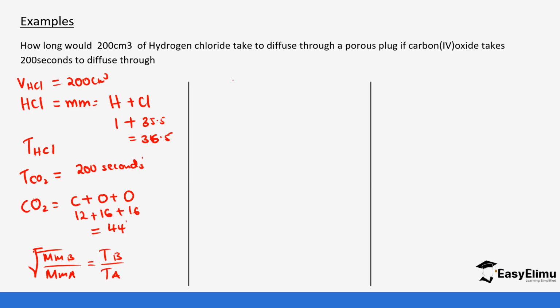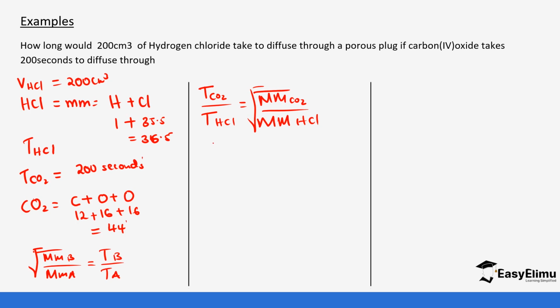So in this case, we can start with the time. So we'll start with the time of the second gas, which is carbon dioxide, over time of the first gas, which is HCl, is equal to the square root of the molecular mass of the second gas, so the molecular mass of carbon dioxide, over the molecular mass of hydrochloric acid. So let's put the values we have now.